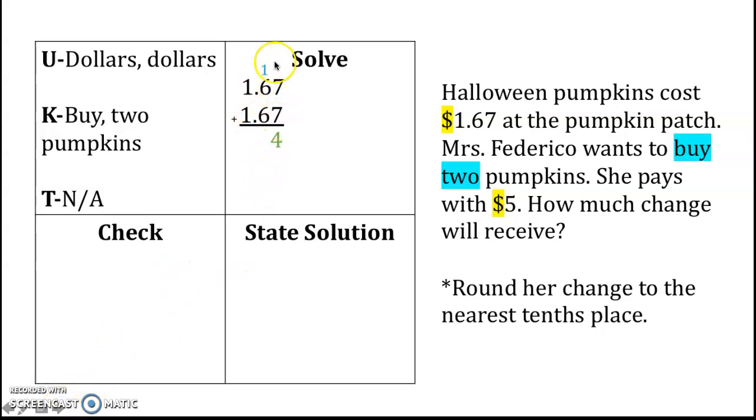My first step is to add my hundredths place. I know that 7 plus 7 is 14, so I carry the 1. I know that 6 plus 6 is 12, plus 1 is 13, so I put down my 3 and I carry the 1. I also make sure that I bring down this decimal. And last but not least, I add 1 plus 1 plus 1, which is 3. So far, I've got $3.34. However, I know looking over here at my keyword section that I've taken care of one part of the word problem. There's still more to come. I need to find out now how much money will Mrs. Federico receive.